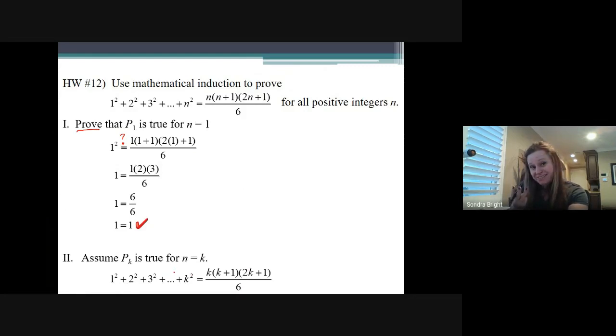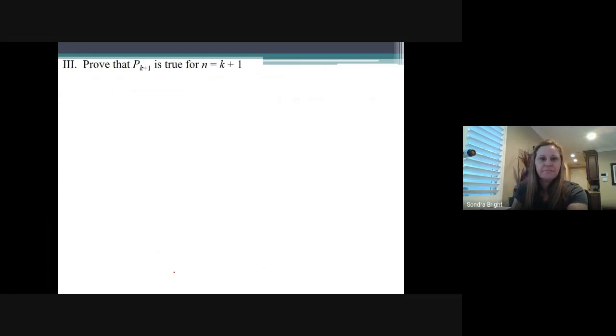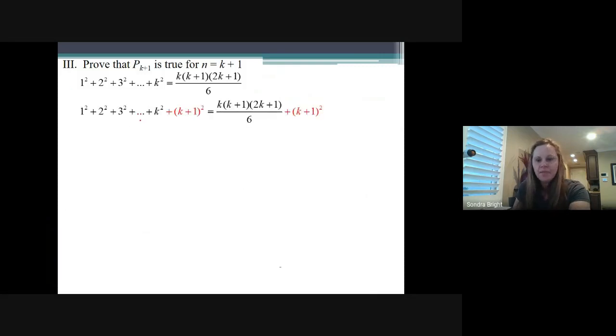Step 3, can you write the English words? It's prove that P(k plus 1) is true for when n is k plus 1. And remember, the first step is just to rewrite that same statement from step 2. I rewrote it. I know it's a pain. You guys hate writing things down, but that's what you got to do. Repeat the whole thing, including the 1 squared plus 2 squared, all of that. You got to include it. Don't leave that off.